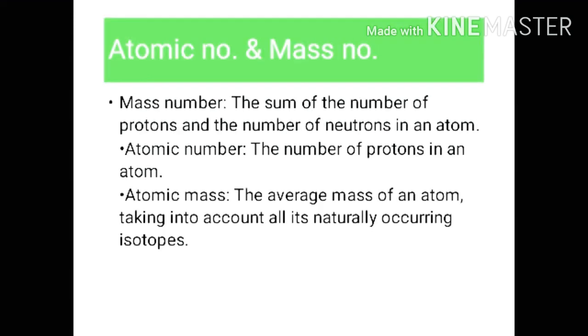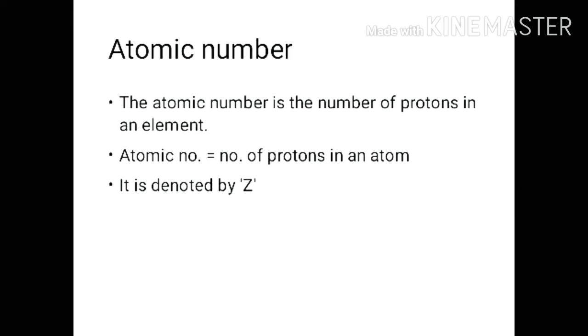Now we are going to discuss atomic number and mass number. The sum of the number of protons and the number of neutrons in an atom is known as mass number. The number of protons in an atom is known as atomic number. The average mass of an atom, taking into account all its naturally occurring isotopes, is known as atomic mass. Now let us discuss atomic number. The atomic number is equal to the number of protons in an atom, and it is denoted by capital Z.